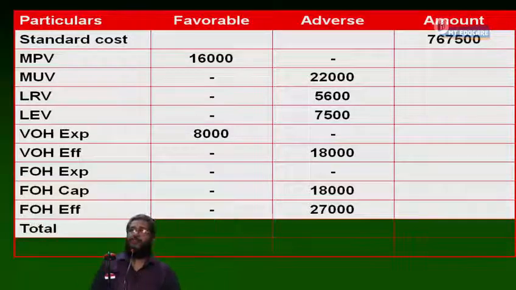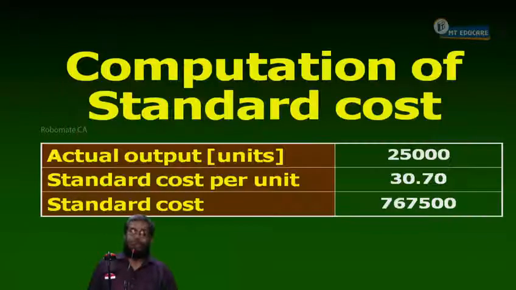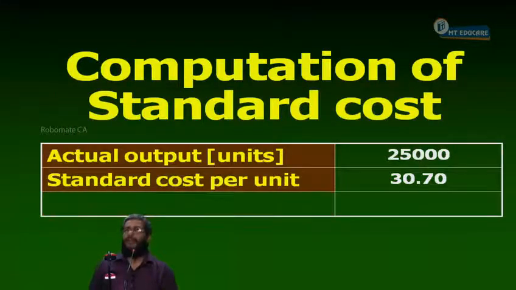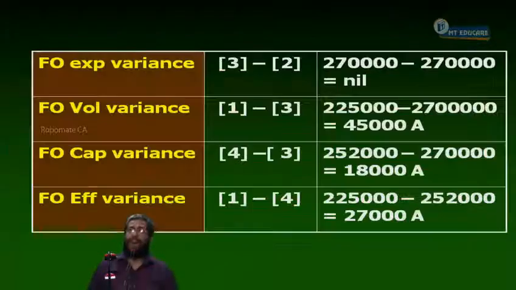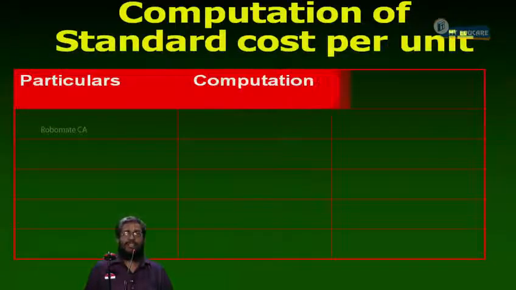Now, from where should you copy? Part 3 or part 4 or part 5? Okay, part 5. Right, part 5. Computation of standard cost and actual cost. Can I proceed? Step 1: Standard cost per unit.